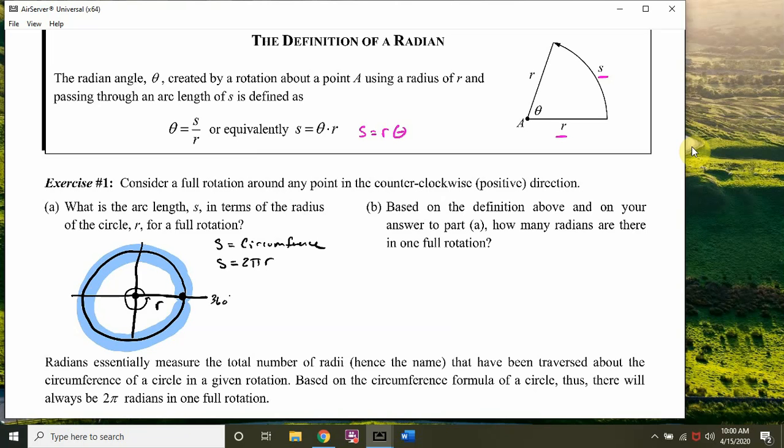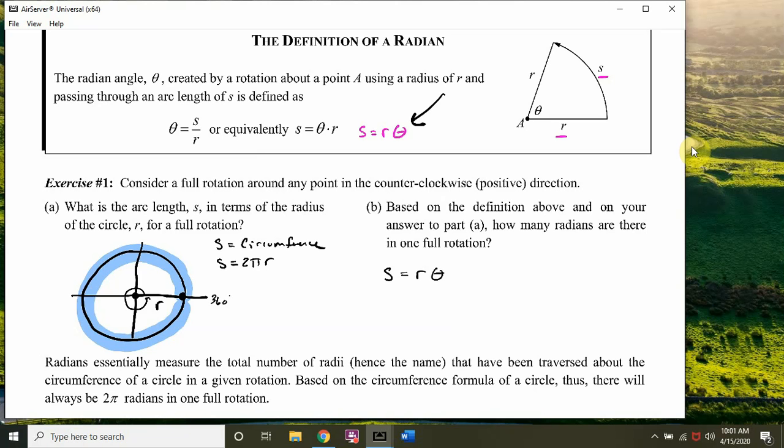Now, part B: based on the definition above and on your answer to part A, how many radians are there in one full rotation? Well, in terms of degrees, a full rotation is 360 degrees. Let's see in terms of radians what a full rotation is. So again, the formula is S equals R theta. I'm using this formula from above. That's typically the form of the formula I use.